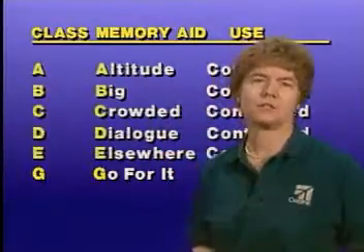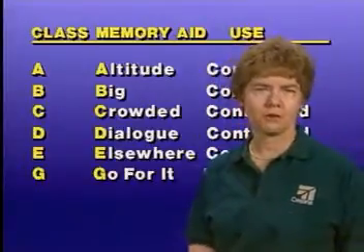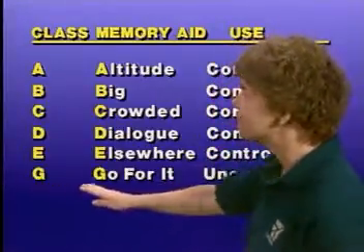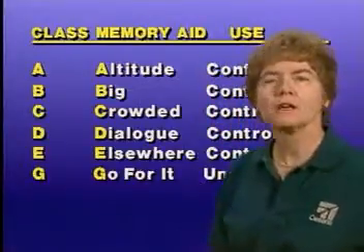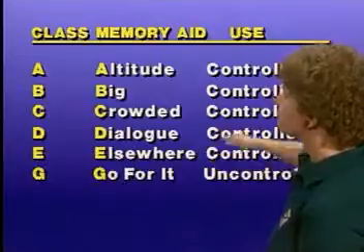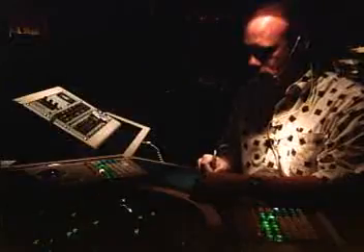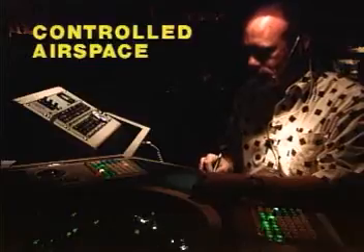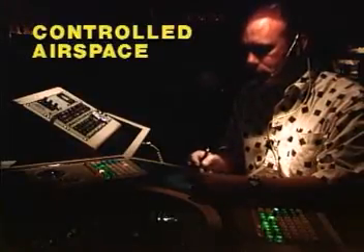Now, these classes of airspace really fall into only two basic categories. One is Class G, which is uncontrolled airspace. And then there's all the rest, which are various types of controlled airspace. In controlled airspace, air traffic control provides separation service to aircraft flying in the clouds.